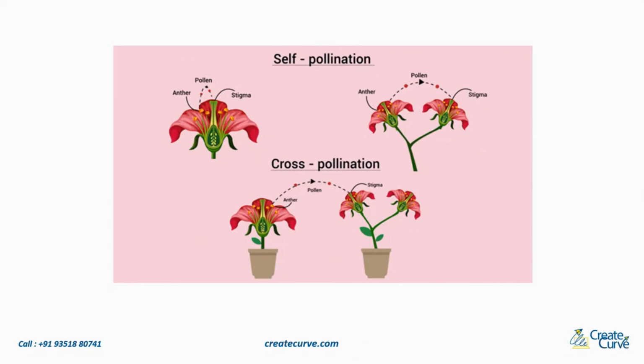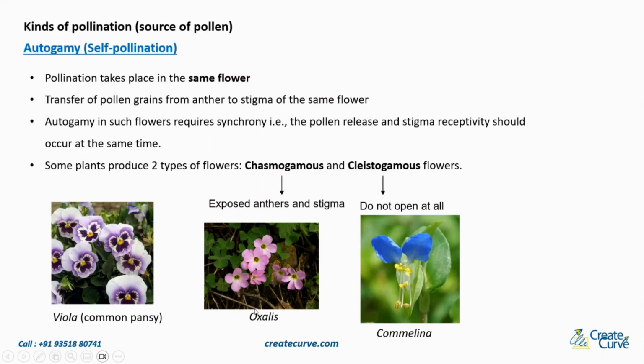So xenogamy will be cross-pollination. Is that clear? So you have two types of pollination, self and cross. Now, autogamy, like I said, is self-pollination. It will take place on the same flower, and the transfer of pollen grains from anther to stigma happens on the same flower itself. So in this case, what happens?